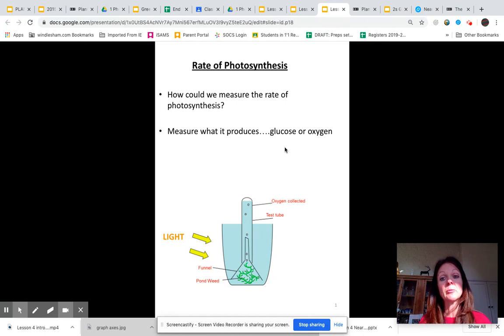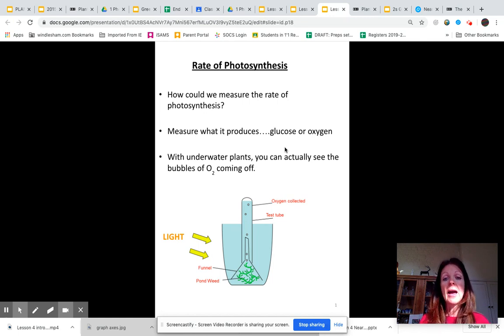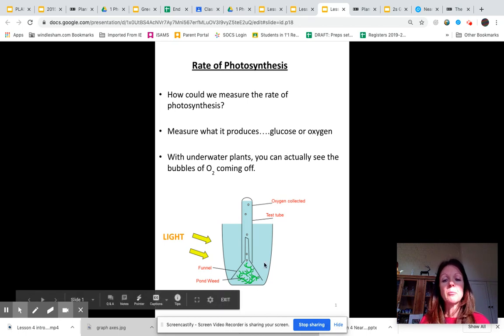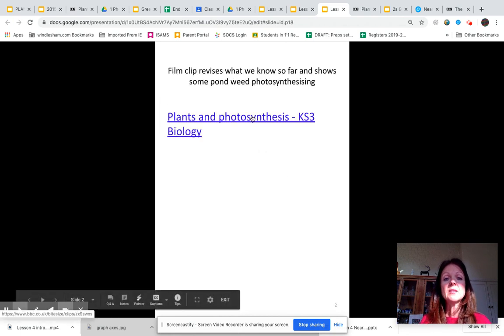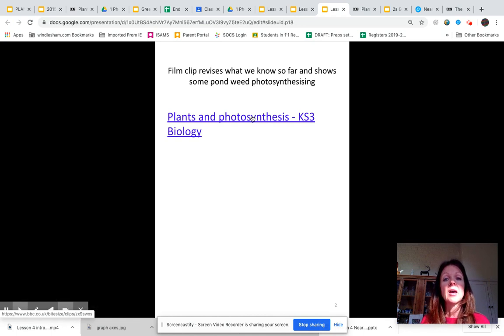But it is possible to measure how quickly oxygen is made using plants that live underwater. The oxygen they make forms bubbles and they rise up. And so you can count the number of bubbles coming off in a particular period of time. We use pondweed. It can be something called elodea or another pondweed called kabomba. So here's a little film clip to revise what we know so far and also to look at how to measure the rate of photosynthesis.